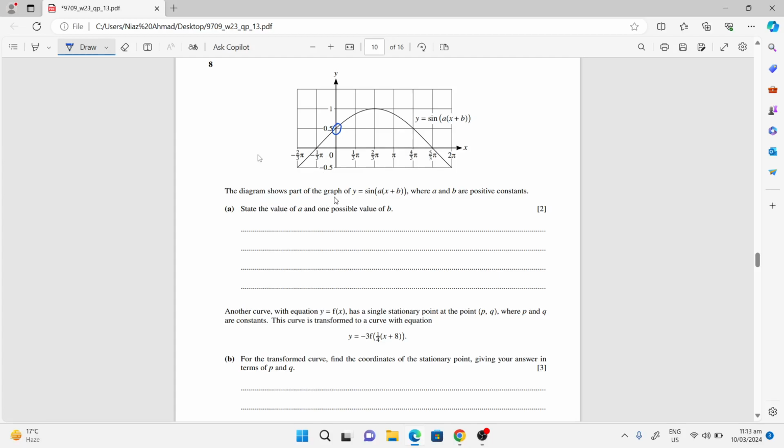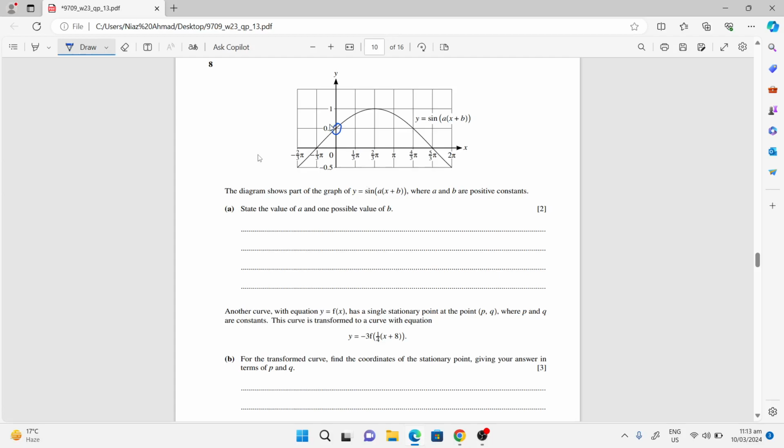The diagram shows part of the graph y equals sine of (ax plus b), where a and b are positive constants. State the value of a and one possible value of b. So we have an equation y equals sine of (ax plus b).